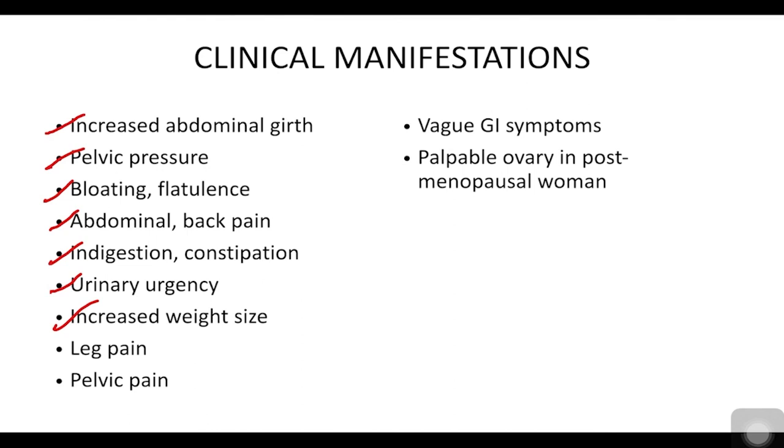There's also big GI symptoms, which are sometimes gastritis or sometimes abdominal pain. Okay, that's why it's big. And there is palpable ovaries in postmenopausal women. When palpation is done, the gynecologist or the nurse would be able to palpate the ovaries on both sides or on the affected side. Okay.